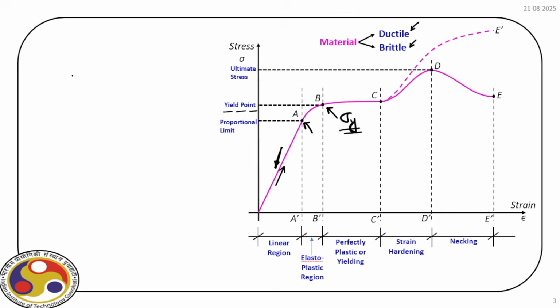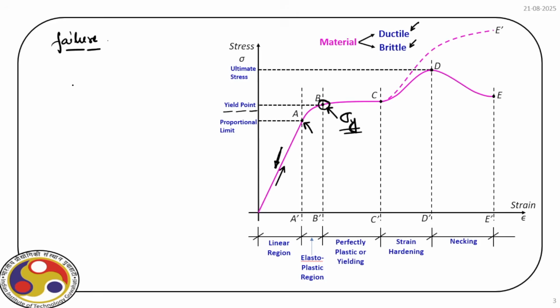Now, this term failure should be carefully used. It doesn't necessarily mean the collapse of the structure. That means if you have a material, if you load the material, crossing a certain point here, our point of interest is B, is what we call failure. That means we will not allow any permanent deformation within the structure.